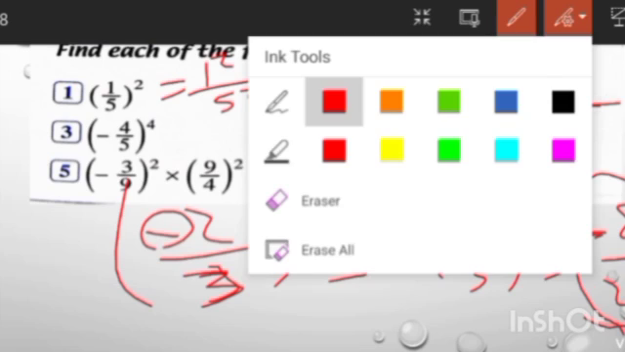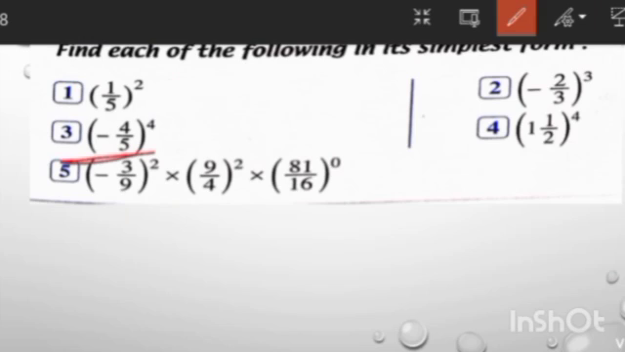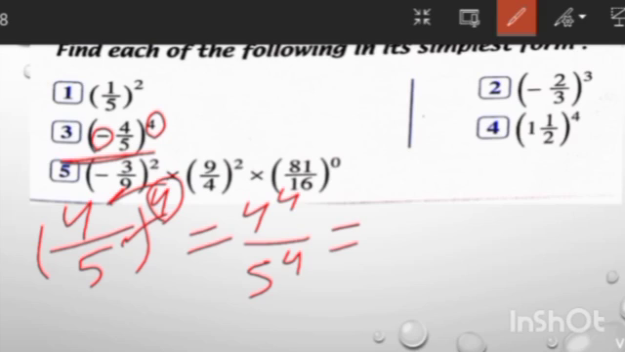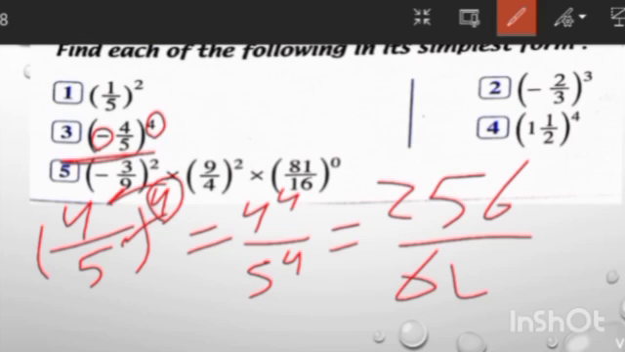Okay, number 3, (-4/5)^4. Power 4 is even, then we cancel the negative. It will be (4/5)^4. When we distribute the power up and down, it's equal to 4^4 over 5^4. When we calculate this, it's equal to 256 over 625. It's the simplest form.